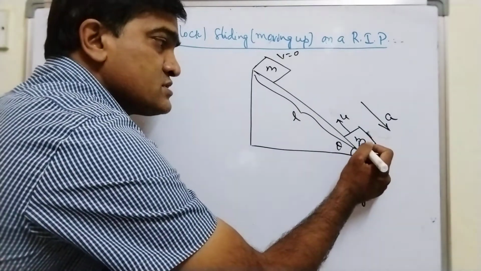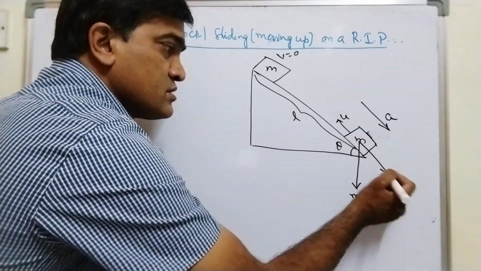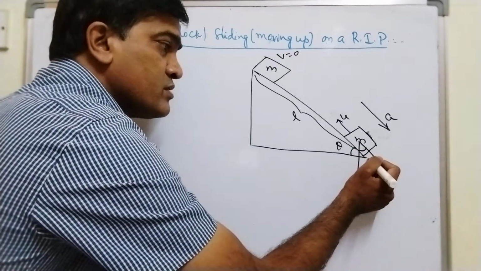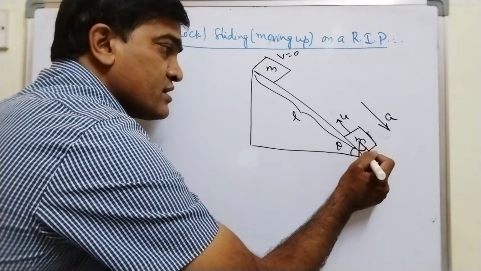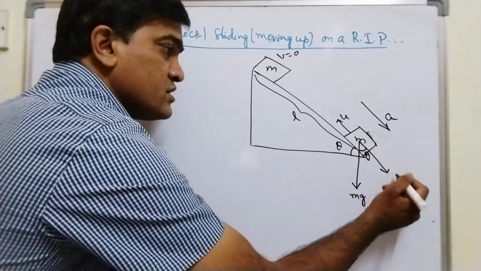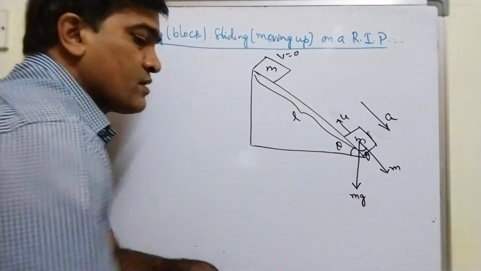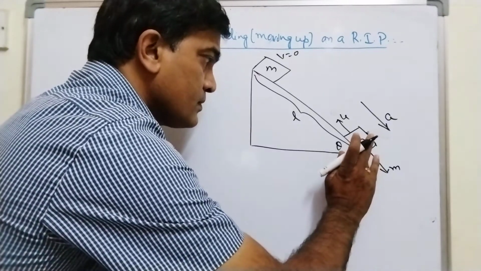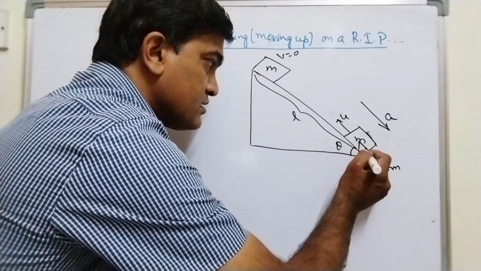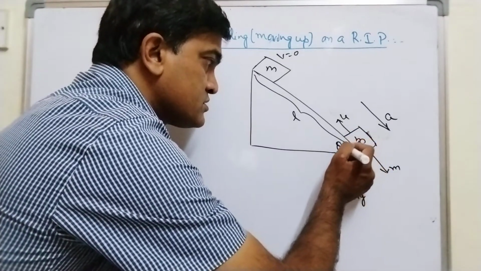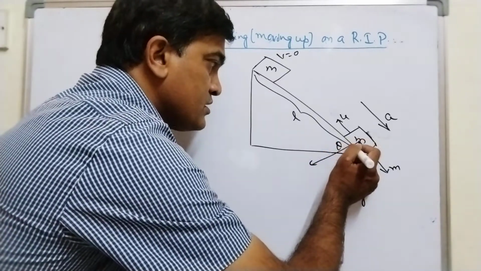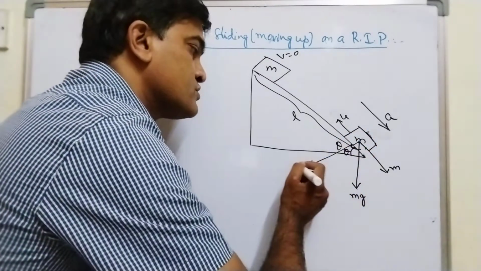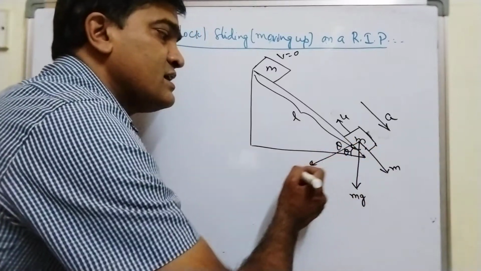So what are the forces that you will come across? If this is theta, this angle also becomes theta. Sorry, not this angle. This angle is also equal to theta. So this will be equal to what? The angle touching the component.